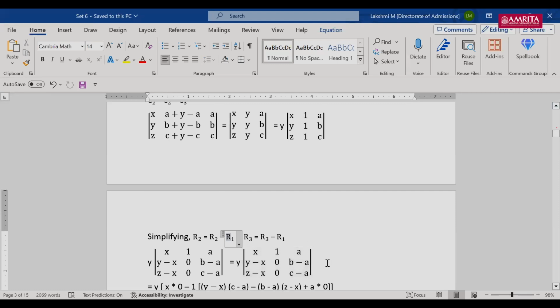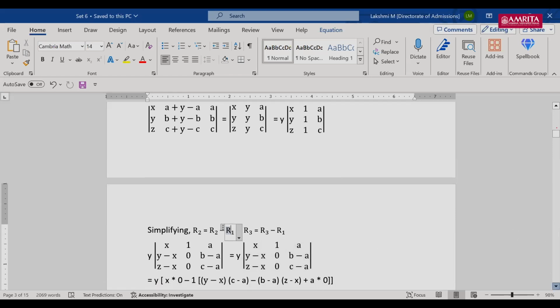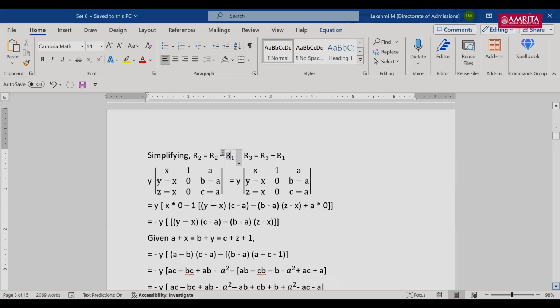As I have simplified it, I'll be able to take just one term. If I'm taking this, it will be x into all the other terms, which will be 0, so the x term is not there. Minus 1 into y minus x into c minus a, minus b minus a into z minus x plus a, into the whole term is 0. So I've just simplified and I only have one term to solve.